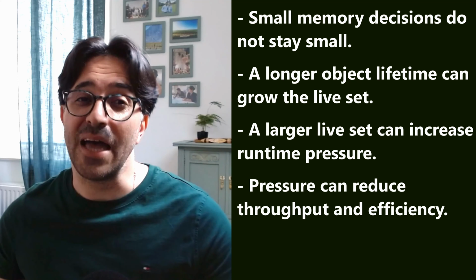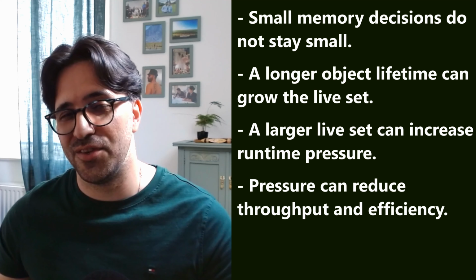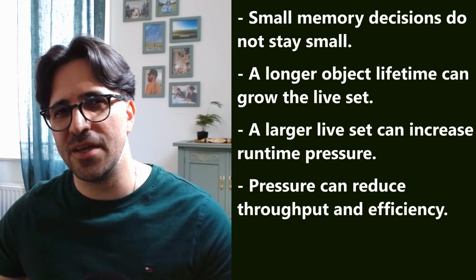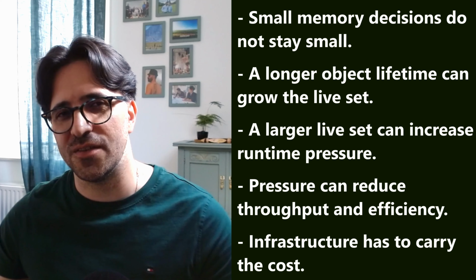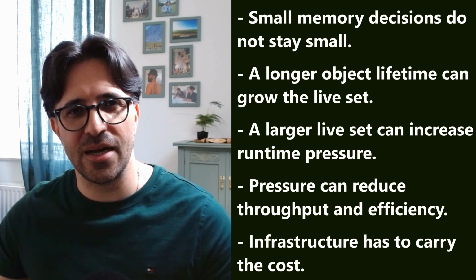Again, sometimes that is the right decision, but if the root cause is still there, then the bill is not really buying efficiency, it is buying relief. That is why I like the painkiller metaphor. So the real lesson is this: small memory decisions do not stay small. A longer object lifetime can grow the live set. A larger live set can increase runtime pressure. That pressure can reduce throughput and efficiency. And once that happens, infrastructure has to carry the cost. More memory, more CPU, more replicas, higher bill.